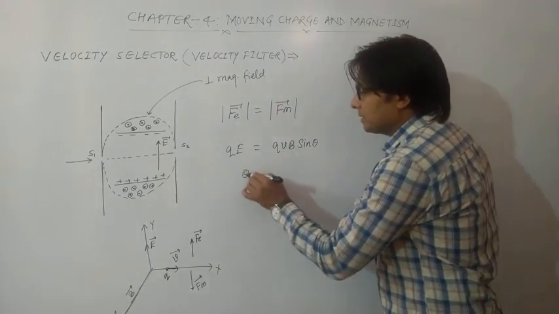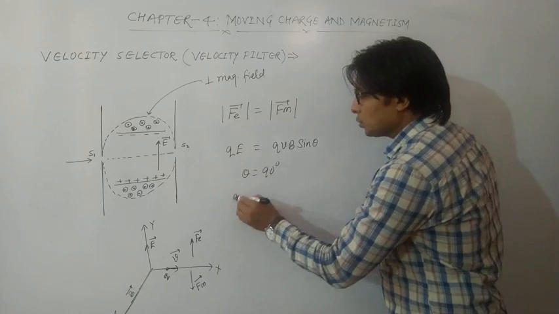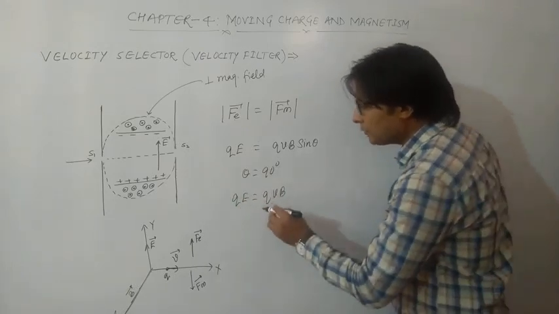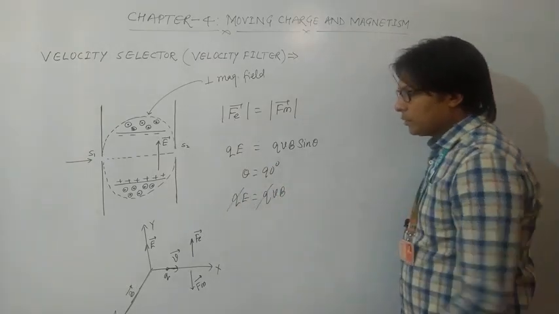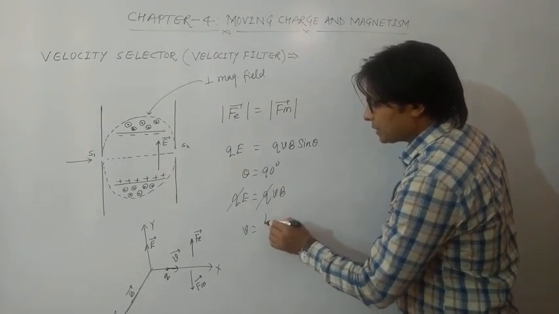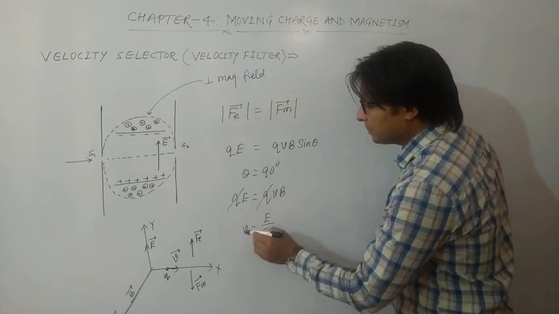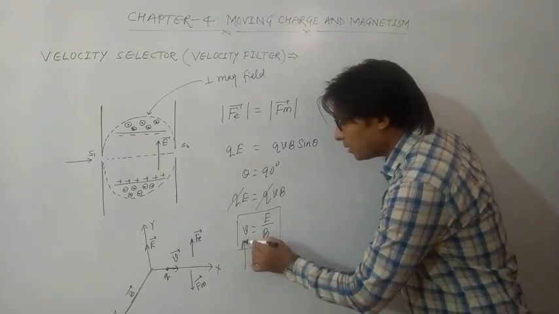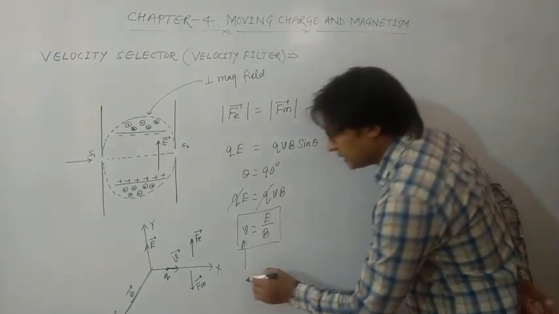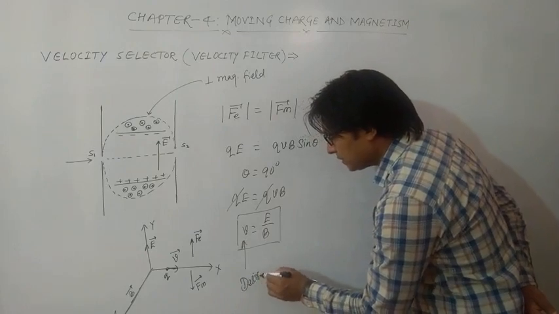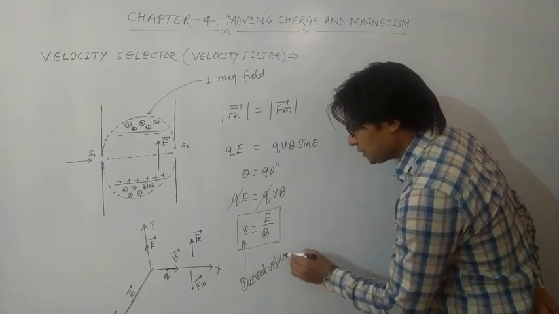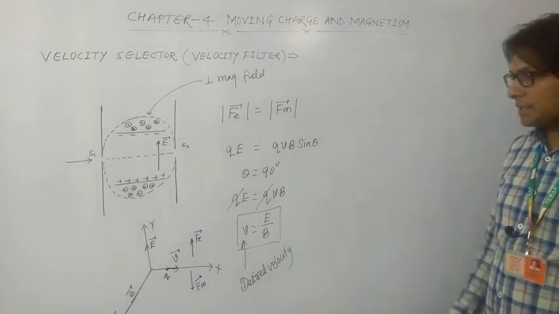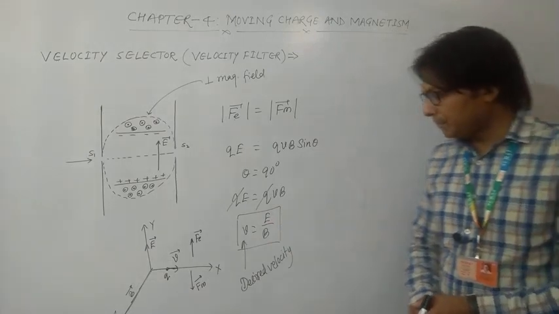So I can write here, if theta is equal to 90 degrees, QE is equal to QVB. And from here, if I cancel Q by Q, then V can be found out using E by B. So this is the formula of the desired velocity. This is the desired velocity which we want to select from many of the velocities of the charged particles.